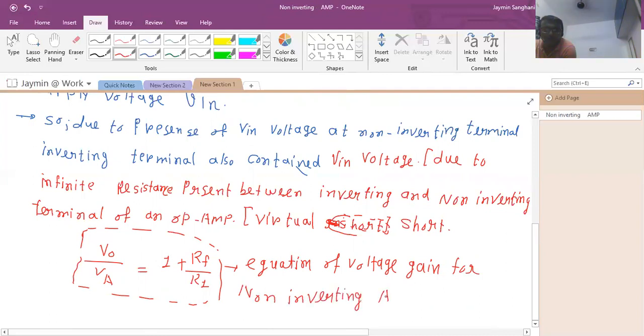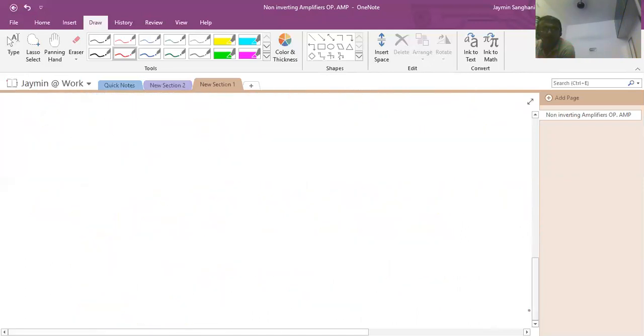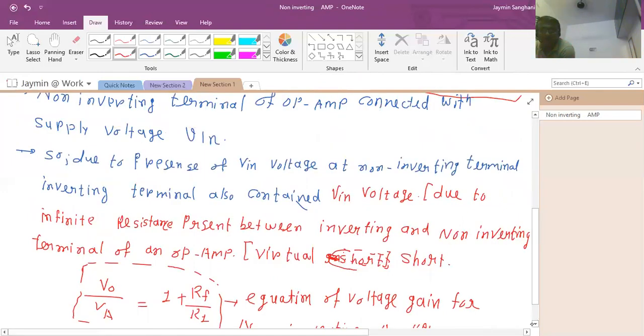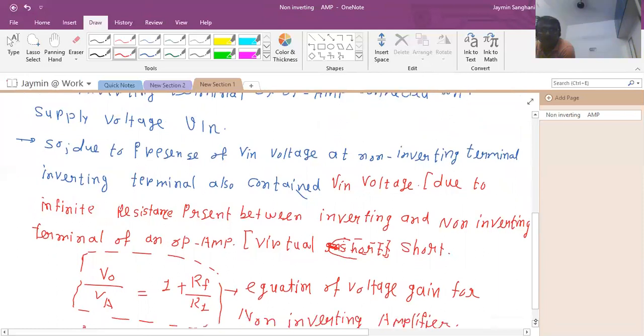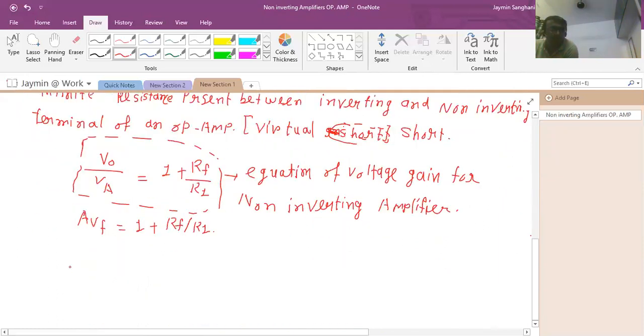Voltage gain equation for non-inverting amplifier. So here we can say AVF equal to 1 plus RF divided by R1. So what is the minimum gain according to this expression? According to this expression, what is the minimum gain?